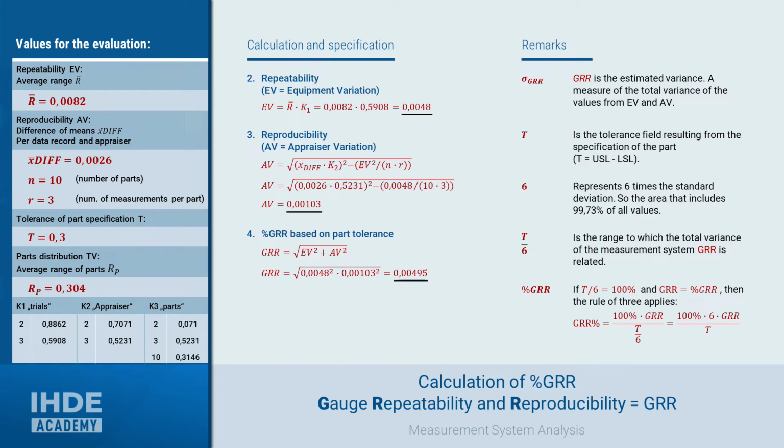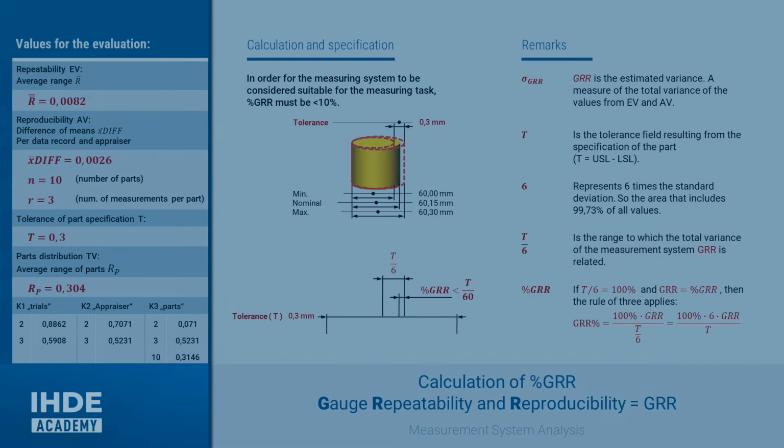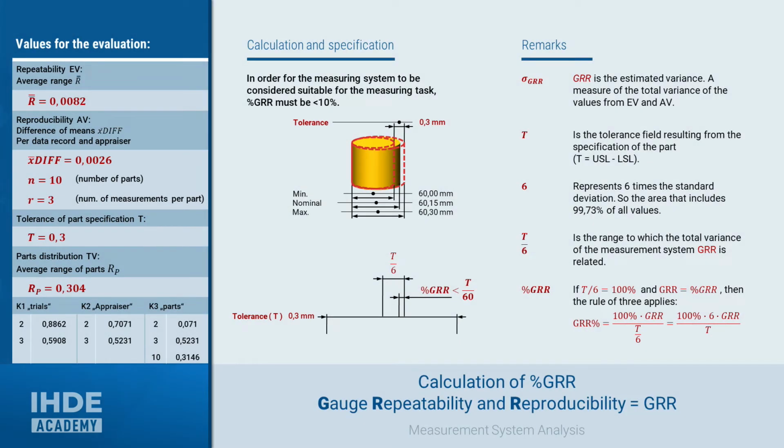Before we carry out the last calculation step, a brief explanation of how the end result is to be understood or what exactly is calculated here. At the very beginning, we talked about the requirements that the measuring system has to meet. One requirement was that the %GRR value should be less than 10%. Then the measuring system is considered to be capable.